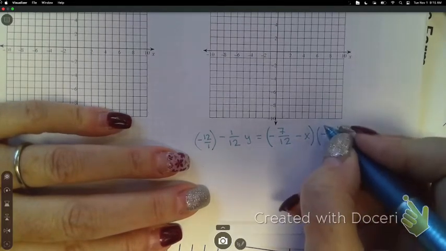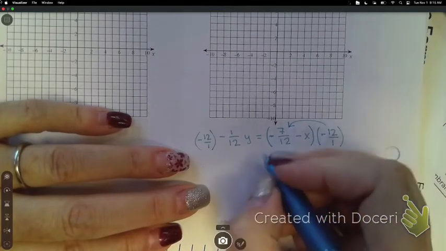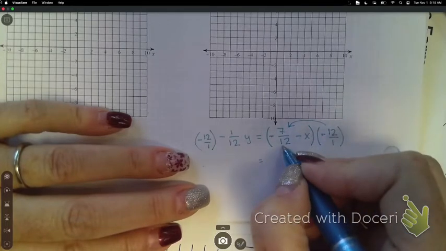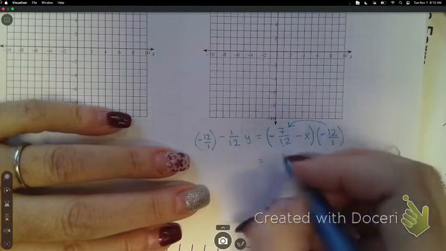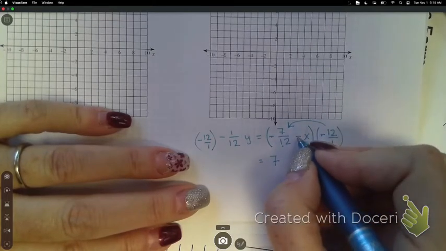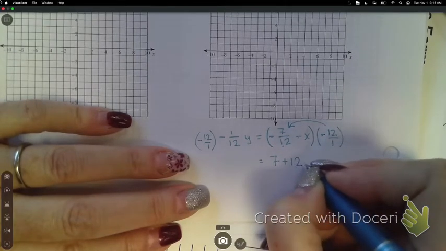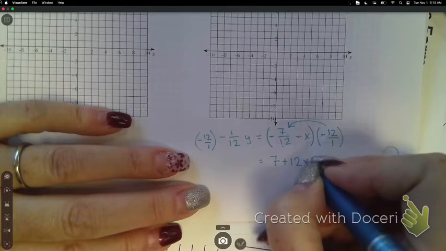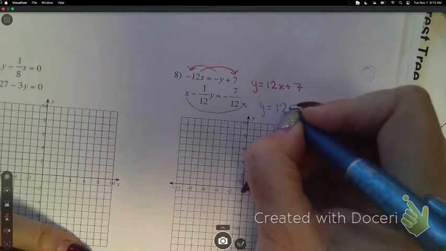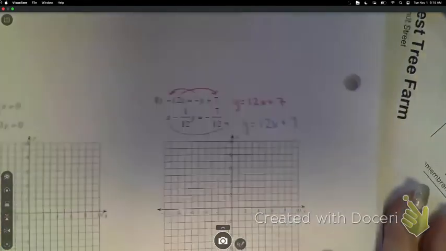Sure. So when I distribute it here, a negative and a negative is a positive. And the 12s are going to reduce, aren't they? Should be just 7, so it'd just be 7. And x would be, a negative and a negative would be a positive, so it'd be plus 7. 12x on the other one. So you get y equals 12x plus 7.